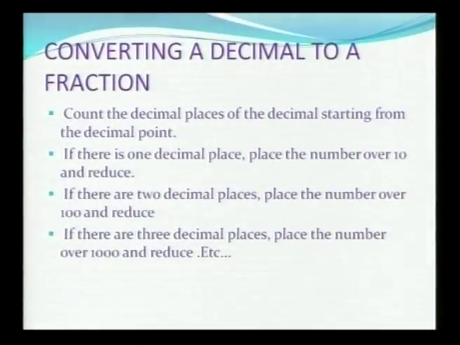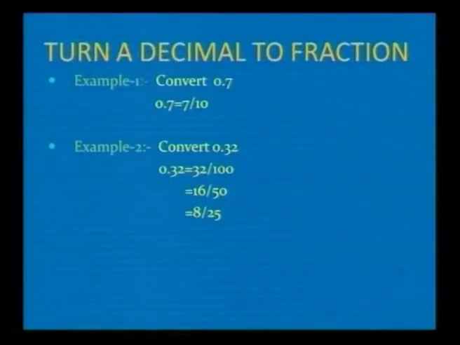Now convert a decimal to a fraction. Count the decimal places of the decimal starting from the decimal point. If there is 1 decimal place, place the number over 10 and reduce. If there are 2 decimal places, place the number over 100 and reduce. If there are 3 decimal places, place the number over 1000 and reduce, etc.